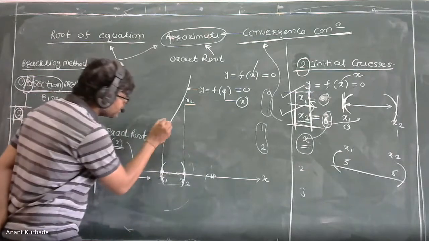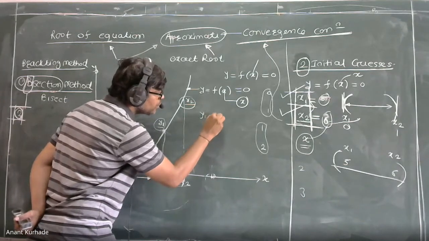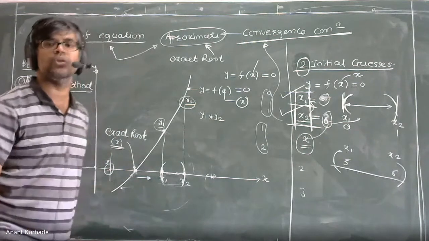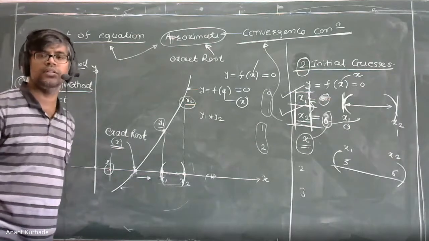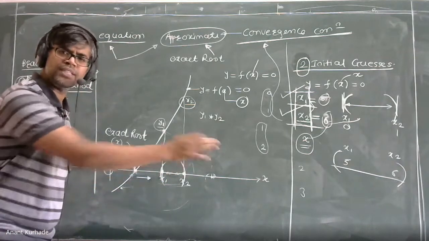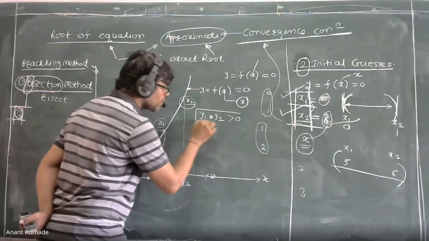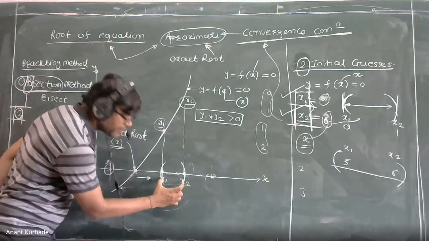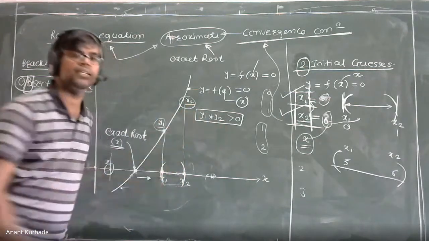Now if you take the multiplication y1 into y2, is it less than 0 or greater than 0? Greater than 0. It is from the first quadrant, plus, so it is greater than 0. That means if the root does not lie between the two values, the product of y1 and y2 is greater than 0.